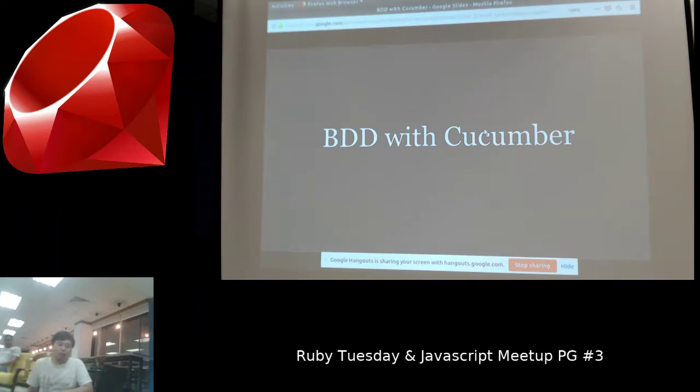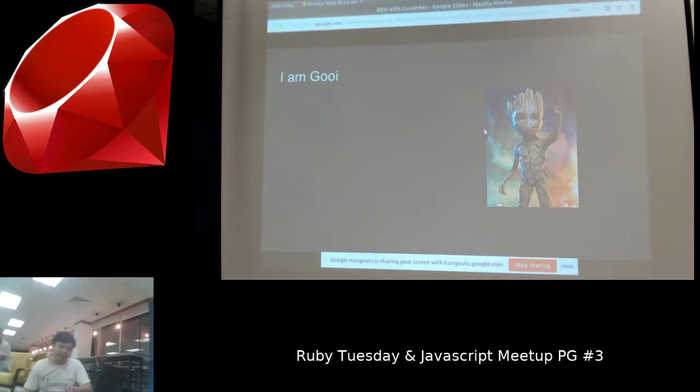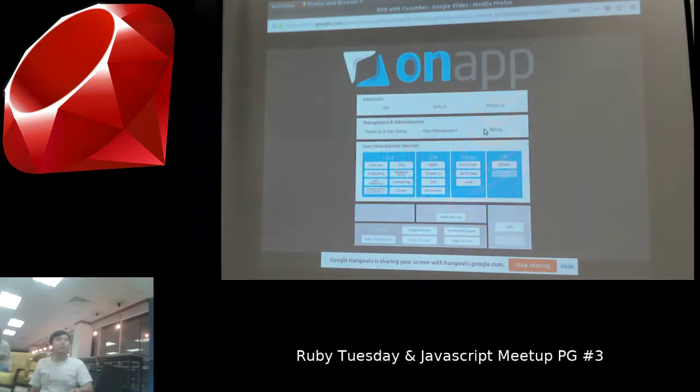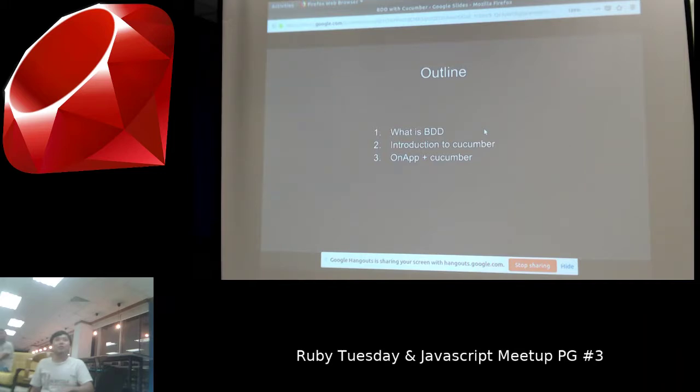Okay. So today my topic will be on BDD with Cucumber. I'm Gui. I'm an ex-software engineer from Onet, so that's where I picked up Cucumber. I'm currently working in a different company right now, at Functionize and PConnects. I still work with Python, Java, Nginx, and Ruby during my free time. So this is the previous one of mine. What is BDD? An introduction to Cucumber, and then we go through how Onet uses Cucumber.